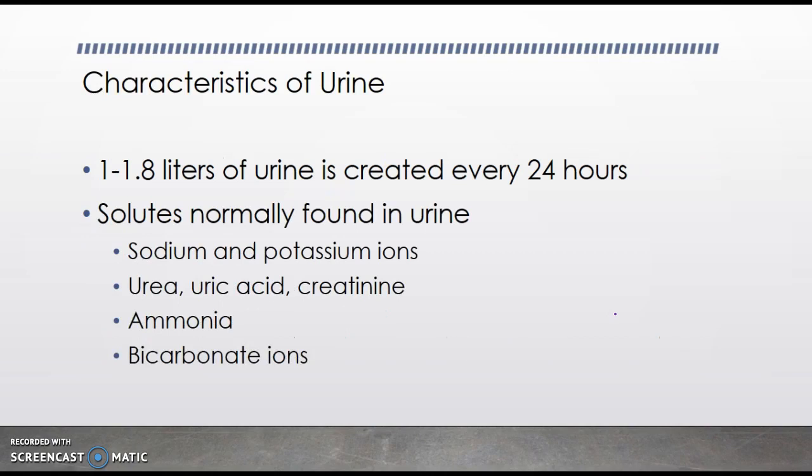You create 1 to 1.8 liters of urine every 24 hours. Things that they test for in urine that should be there would be sodium and potassium, waste products like urea, uric acid, or creatinine, and ammonia, which is actually what urea turns into. That's why once pee dries or has been out for a little bit, it starts to get that really ammonia-based stench. And then bicarbonate ions, which, once again, are a buffer for blood pH.